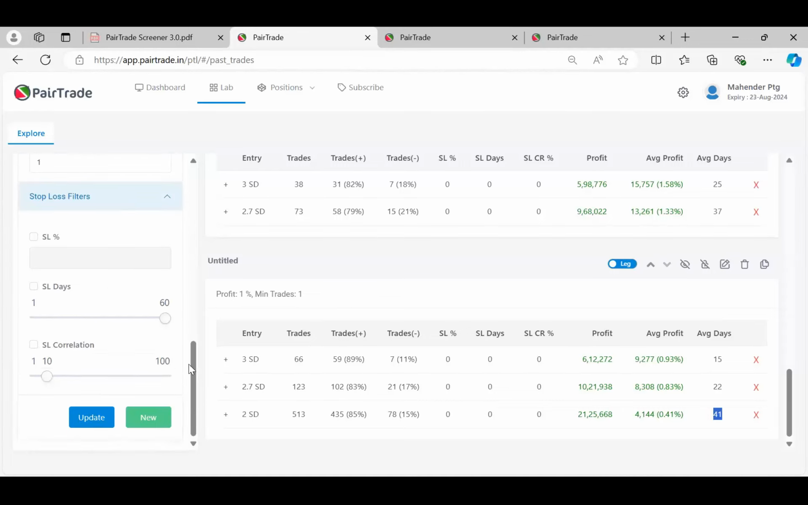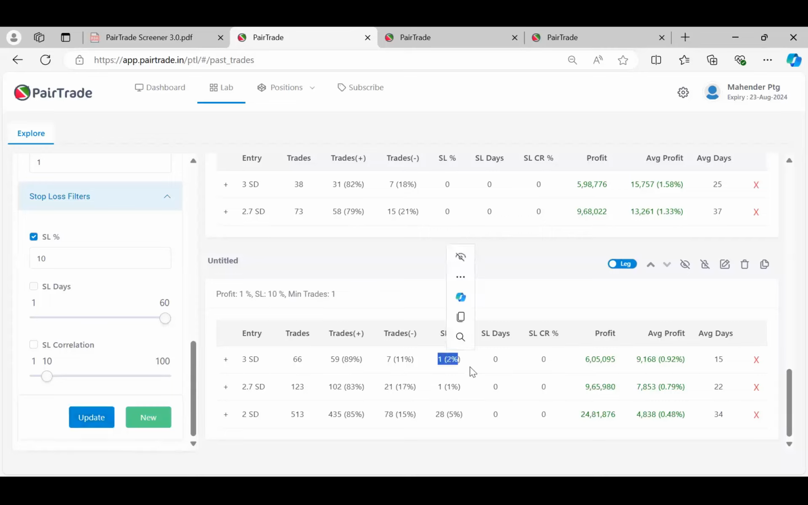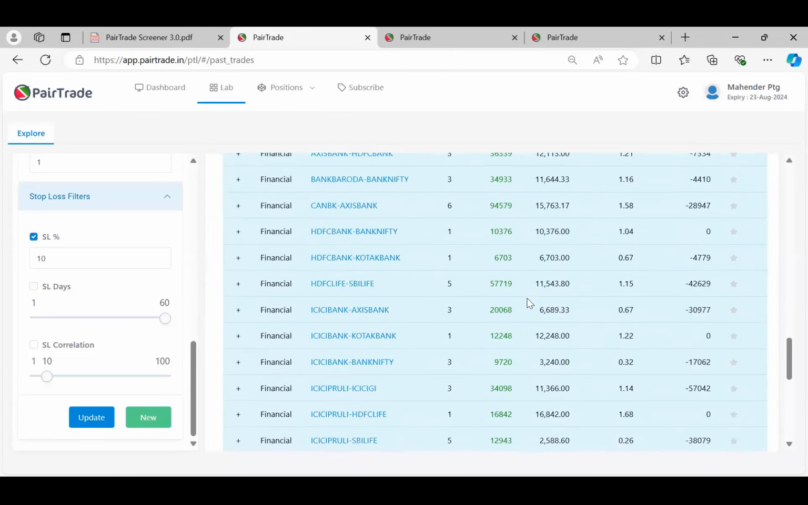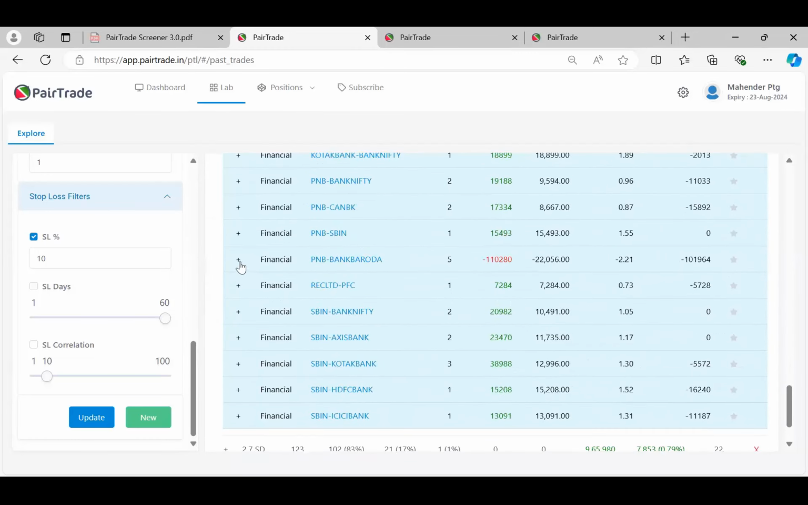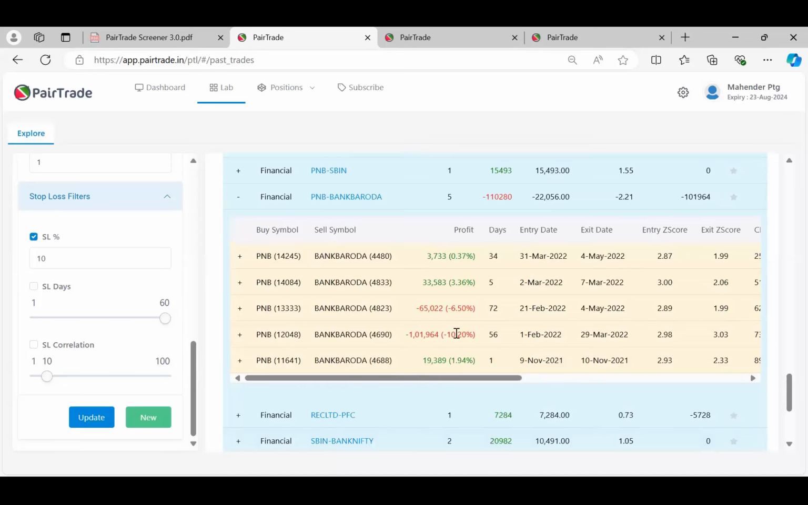Yeah, like this you can do. Similarly, I can say, okay, stop loss 10%. That means if you are investing 10 lakhs, I am ready to take a 1 lakh hit per trade. So what would have happened if I used 10% as the stop loss? Yeah, in these 66 trades, only one trade has hit the 10% stop. Okay, that means 1 lakh, it went to negative 1 lakh. So I can just open this one and see which trade. Maybe this one, PNB and Bank of Baroda. Yeah, 10% it has hit.